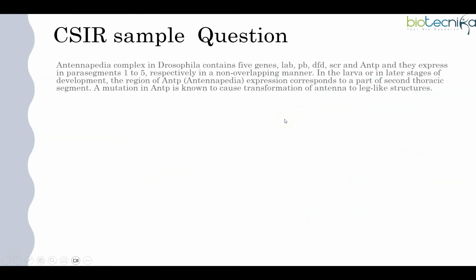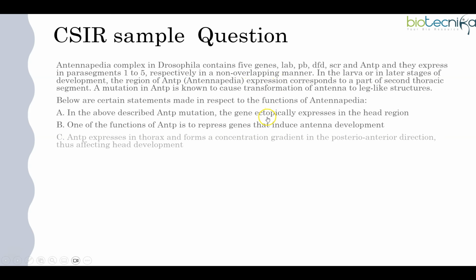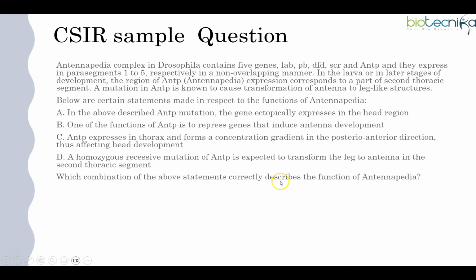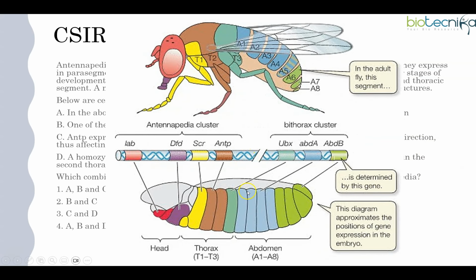So one of the sample questions here is regarding Drosophila. The Antennapedia complex in Drosophila contains 5 genes, and they are expressed in parasegments 1 to 5 respectively in a non-overlapping manner. Certain statements are made about Antennapedia: which combination correctly describes its function? Anyone who knows about Antennapedia knows it is a homeotic selector gene which is normally turned on in the thorax area. So here you will get the expression of Antennapedia, and generally it is turned off in the head segment. So here it will be turned off.